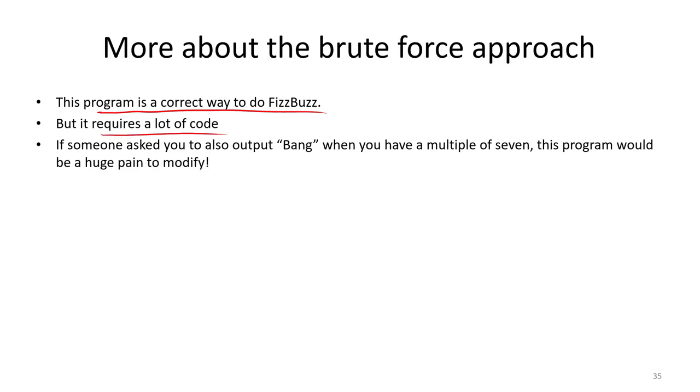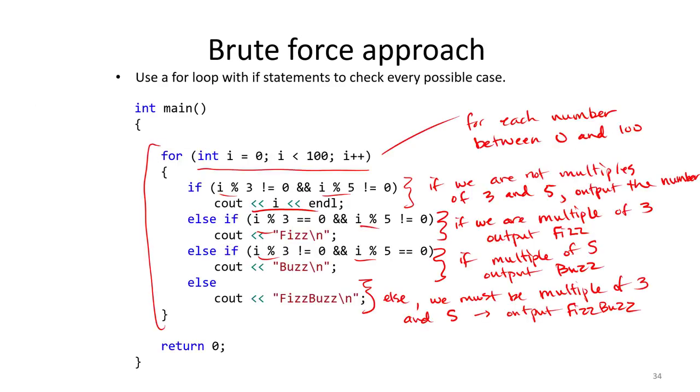And if somebody asked you to also output bang when you have a multiple of 7, you would have to go back and modify every single one of these if conditions in order to correctly change every possible case. So I call this a brute force approach because you're forcing yourself to check every possible case. You're not taking any clever shortcuts.